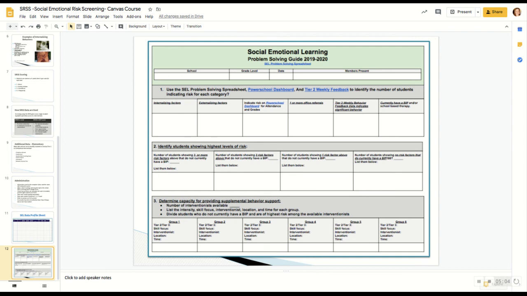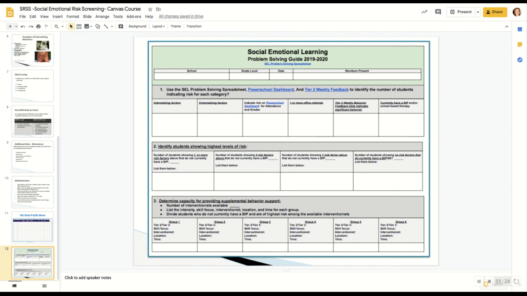There's also a problem-solving guide to help take the data from their profile sheet and organize it according to that problem-solving guide to help make decisions for what capacity do we have to provide interventions, how does our schedule provide access to that, and how do we want to identify and group students for that type of support.